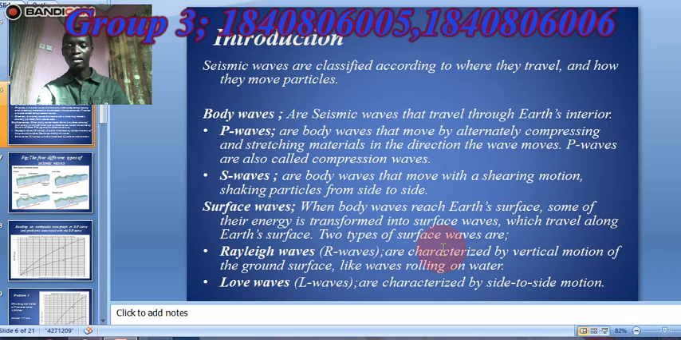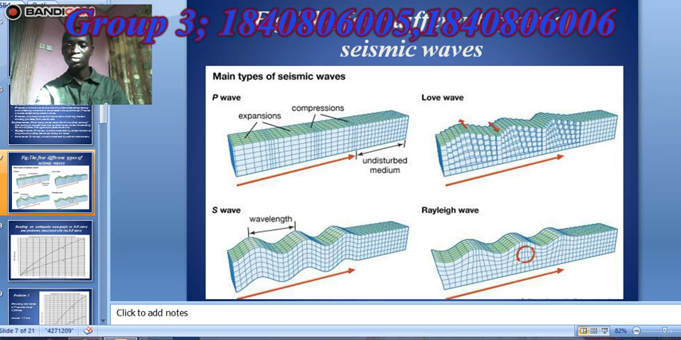The Rayleigh wave is characterized by a vertical motion of the ground, like an ocean roll as it propagates. The Love waves are characterized by side to side motion. So that is with regard to surface waves, and this is basically the picture, an idealized model to demonstrate how these waves propagate.